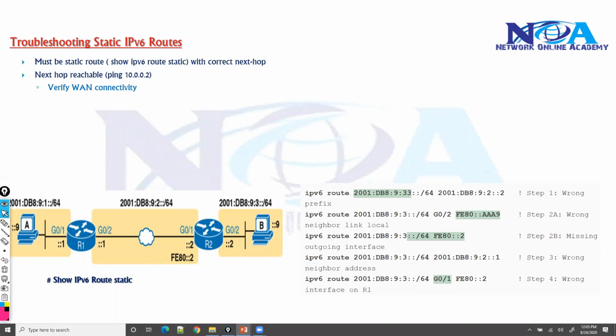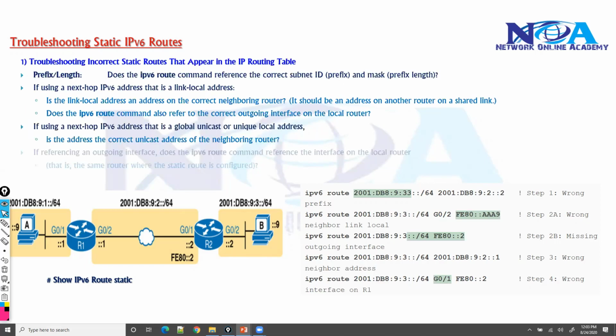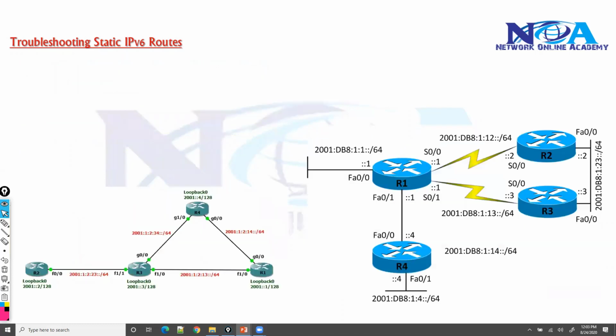So if you remember in the previous videos, we have seen what are the things we need to check with the static IPv6 routes. So basically two things, whether you may have some kind of incorrect static route configurations. So in the routing table, you may see a static route, but that might be shown incorrect, or you don't see the IPv6 static route at all. And according to those things, we already discussed what are the things we need to check.